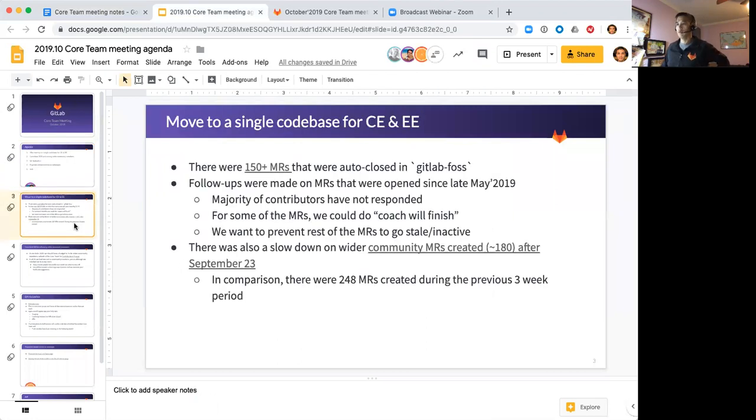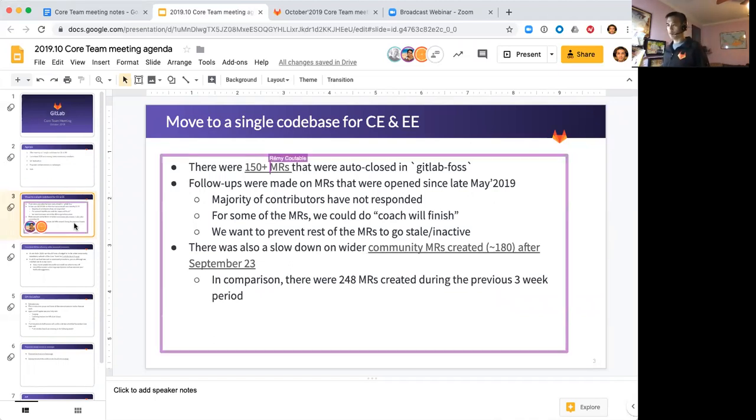So, let's move on. As I noted earlier, this single code base move we started in earnest in August, and there were a couple of blog posts, announcements and messages on MRs giving a heads up about the move to a single code base. I took a snapshot of MRs that were still open in GitLab FOSS a day or two before the cutoff around the 23rd. You'll see the Google sheet there. There are about 150 MRs that were still not acted upon before the auto-closing of those MRs, and I think I followed up on about half of them.